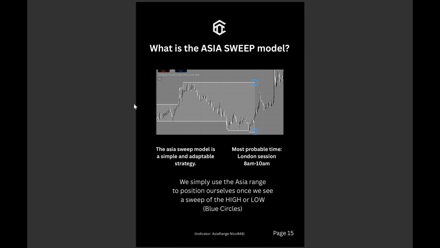So this is the Asia sweep model. As you can see, it's a very simple and adaptable strategy. The most probable times to trade this are in the London session, which for myself in the UK would be 8 till 10 in the morning. As you can see here, the blue circles mark the Asia high and the Asia low, and we'll simply wait for one of these to get swept.